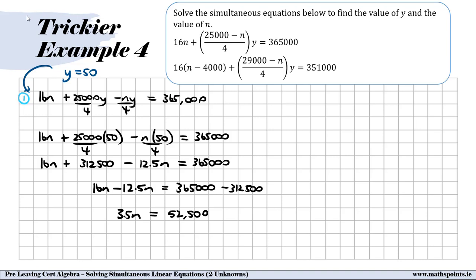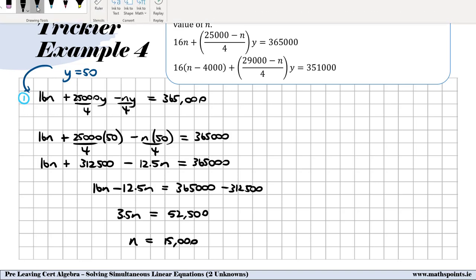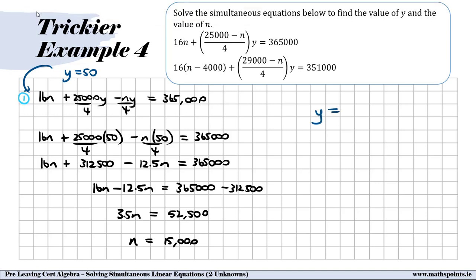Dividing both sides by 3.5, I have n is equal to 15,000. And so the solution to this simultaneous equation is that y is equal to 50 and n is equal to 15,000. So to me that's an extremely difficult question.